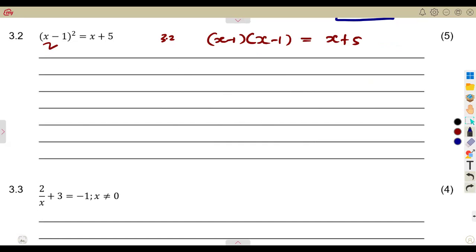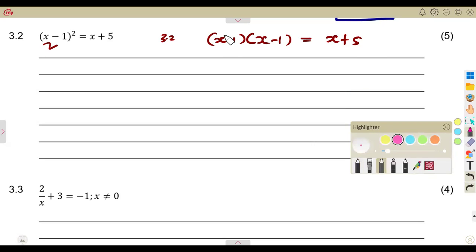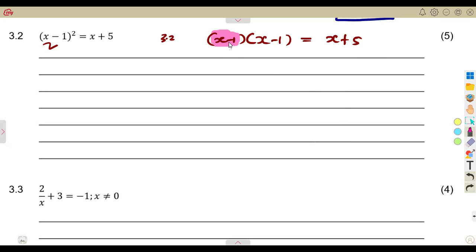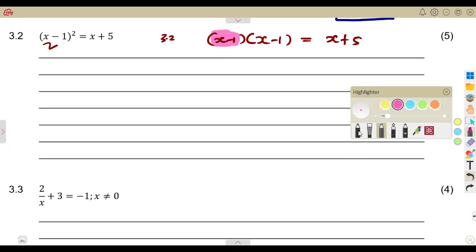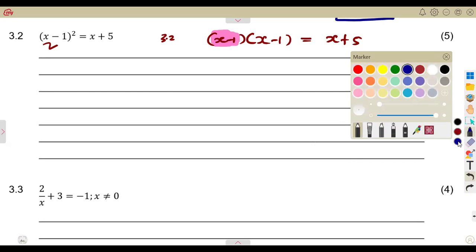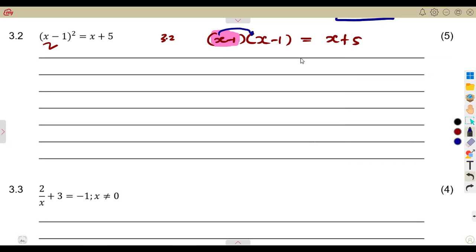Our FOIL method again, expand, one bracket multiplies the other. So meaning the bracket of x minus 1 is going to affect the second bracket. So let's multiply. X times x, that will be x squared. We move on, x multiplies the minus 1, that's minus x. We are done. Minus 1 times x, minus x. Minus 1 times minus 1, that's a plus 1, which is equal to x plus 5.